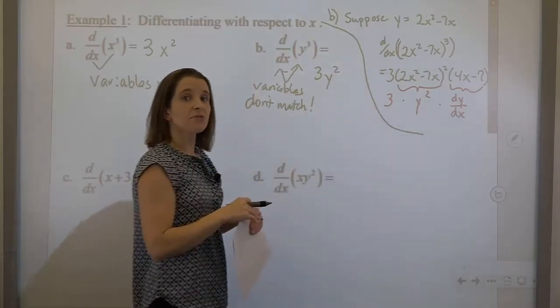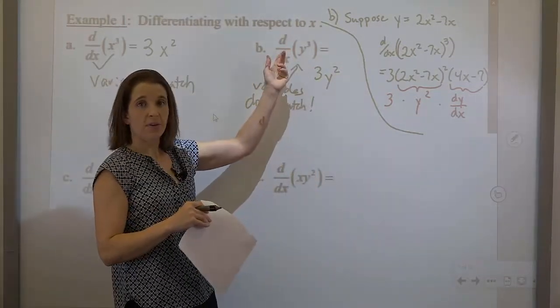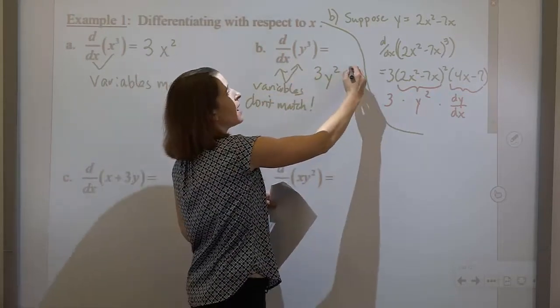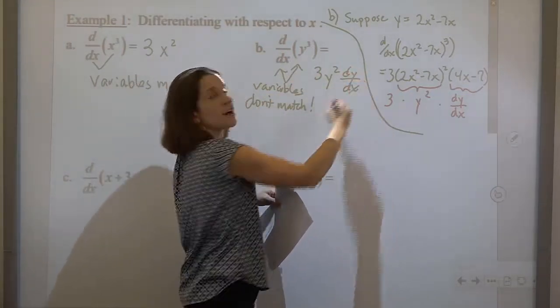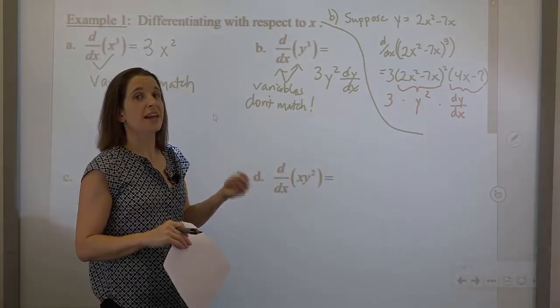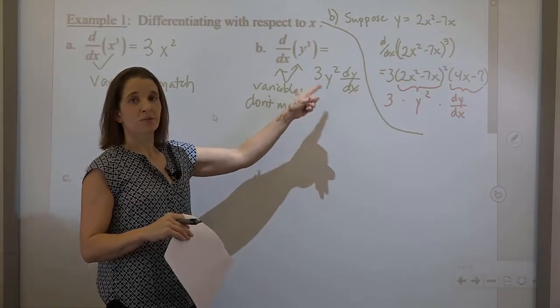So I take the derivative as usual. It's a power function, so I'll bring down the power, subtract 1 from the power. But then because y is some function of x, I have to remember to multiply by the derivative of that inside function of x named y.